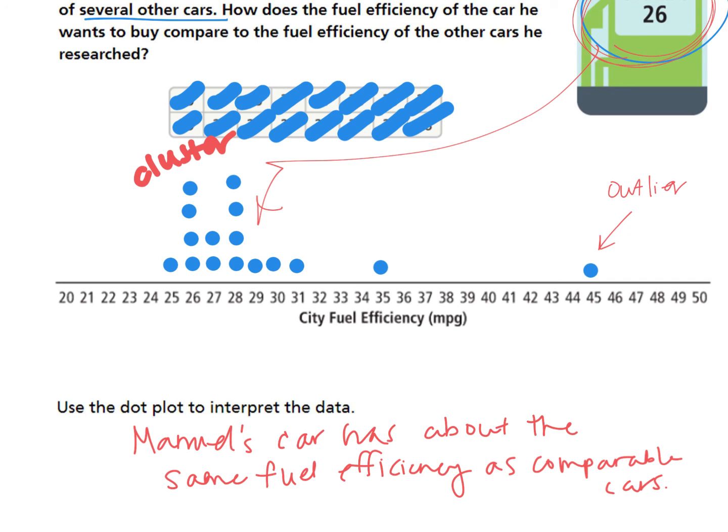One thing you might want to just think about or wonder about is, well, what's with this car over here, the one that had 45 miles per gallon? Of all the research he did, what kind of cars might have a fuel efficiency of 45 miles per gallon? And does it make sense that that would be an outlier with the rest of the cars he was looking at?